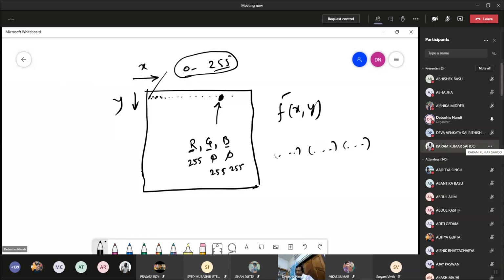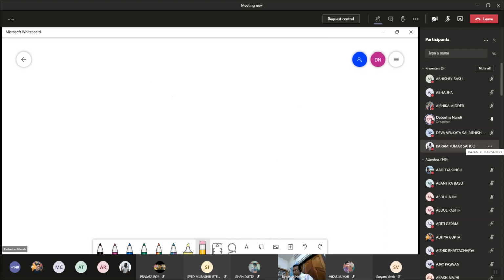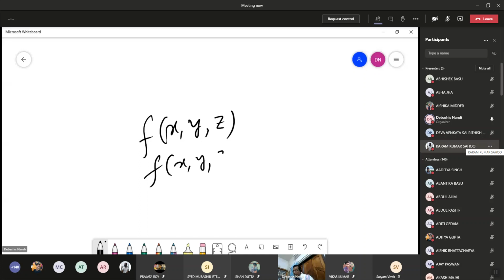So this is our 2-dimensional image frame. Only one image frame you are taking. Now this is 2-dimensional. Similarly, f(x,y,z) is 3-dimensional, all of you know. Then f(x,y,z), or x, y, t. You can think x, y, t. What is this?